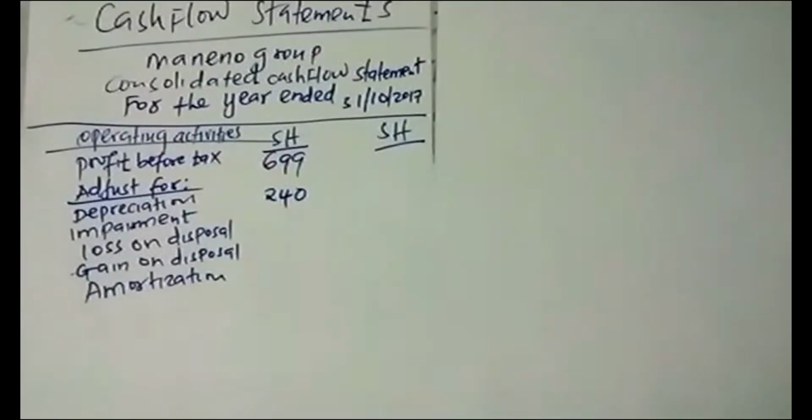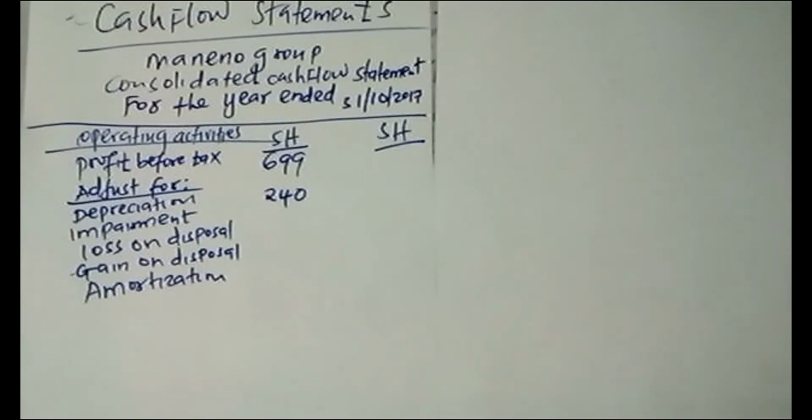So remember that I'm now adjusting my profit before tax. In order to arrive at profit before tax, remember, things like depreciation were subtracted, and this depreciation is an operating item. So we add back.